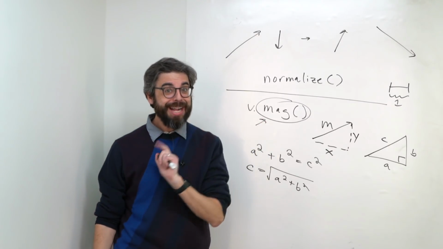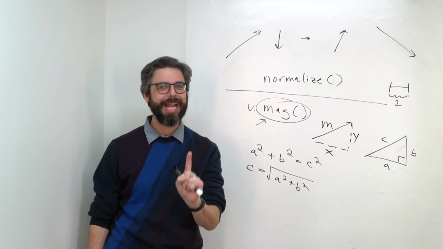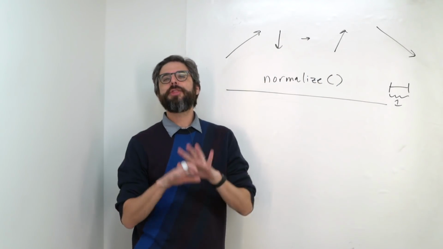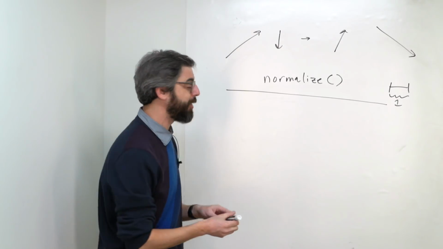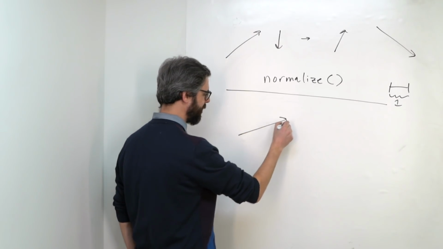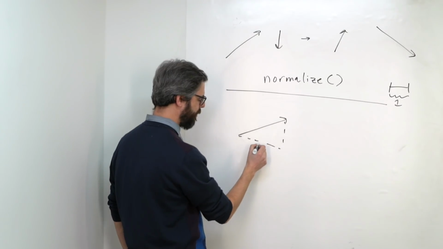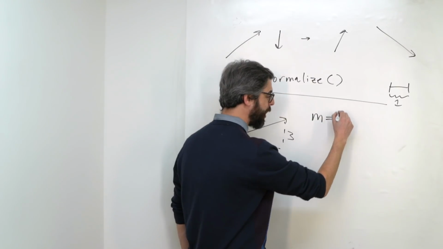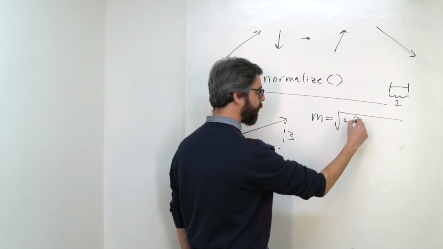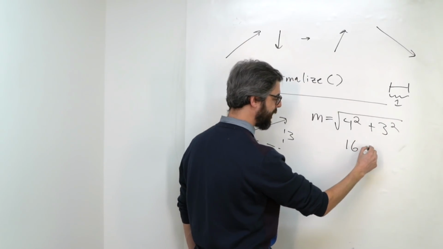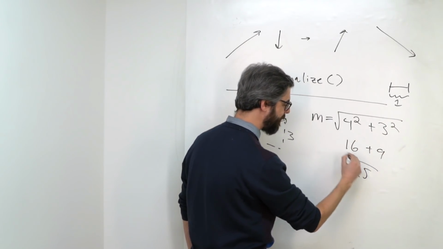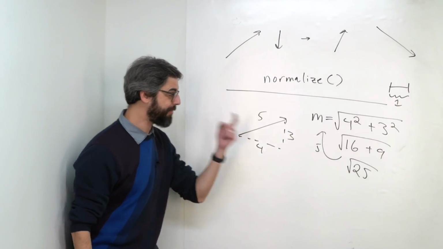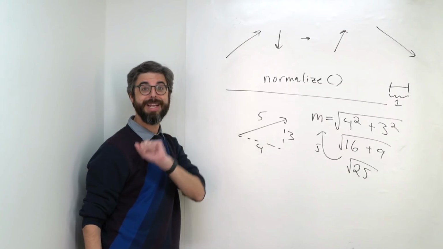Now that I understand how magnitude is calculated, I'm ready to look at how normalization works. Let's use the 3, 4, 5 triangle as our starting point. So let's say I have a vector. Its components are 4 and 3. We know that the magnitude now equals the square root of 4 squared plus 3 squared, which is 16 plus 9, which is 25, the square root of which is 5. So the magnitude is 5. You can see how this math for calculating the magnitude now works out.